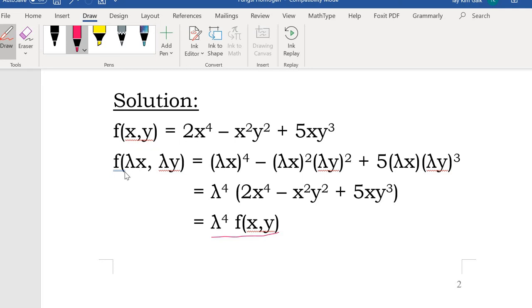Initially, for this function f(x,y), you replace the x by lambda x. Make sure you bracket (lambda x) squared. So you expand it, you should have lambda squared x squared. Here lambda squared y squared. So total is lambda power 4. I mean each term has lambda power 4, we factor out. So when you factor out, here x squared y squared. Here 5, lambda power 1, lambda power 3, so total lambda power 4. So x power 1, y power 3.